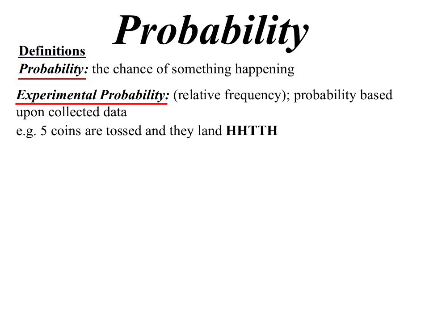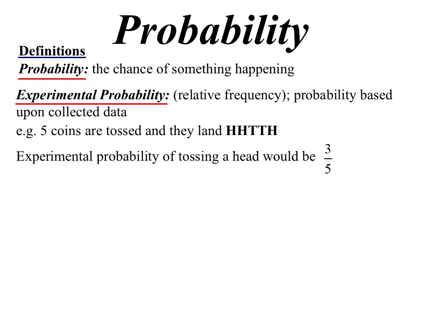Now, here's an example of that. We tossed 5 coins and it went heads, heads, tails, tails, heads. And we'd say, well, the probability of a head would be 3 out of 5. Of course, we know that's not the probability of tossing a head, but that would be the experimental probability. In reality, we know it's a half. That's what we would call the theoretical probability of tossing a head, 1 in 2.